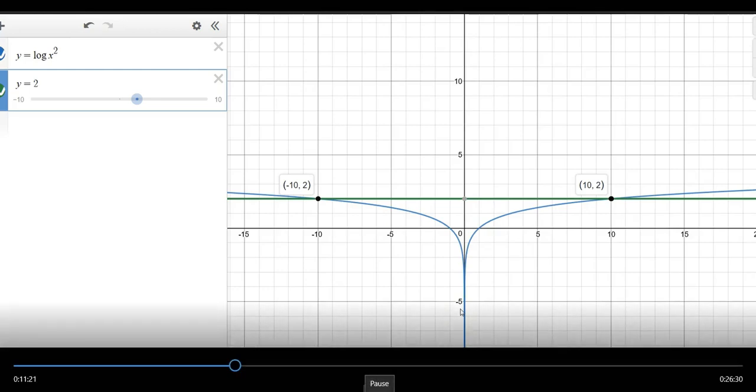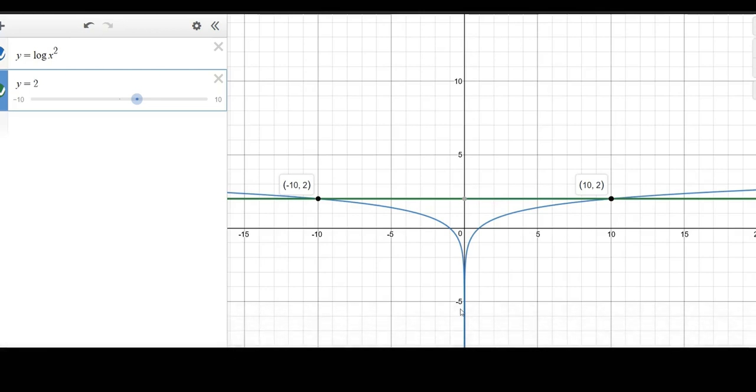Is that right? Yeah, there's a vertical asymptote because it looks like the limit from both sides doesn't exist. Yeah, nice. It goes to negative infinity from both directions. The overall limit at 0 doesn't exist.